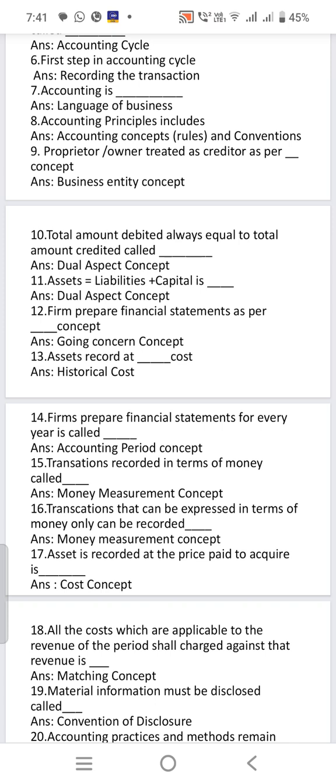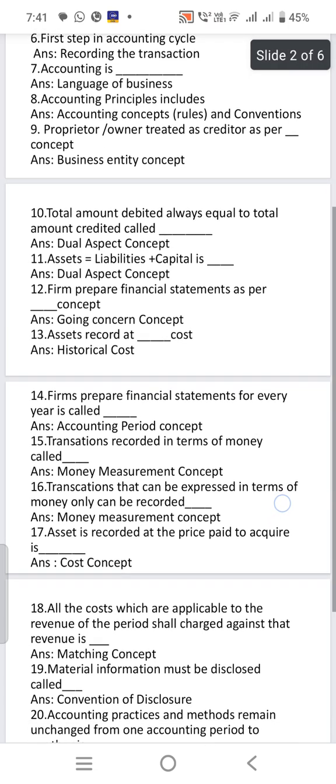For example, if we purchase one machinery for our organization for 10 lakhs, that is a historical cost. The value of the asset is 10 lakhs. So always assets are recorded at historical cost.